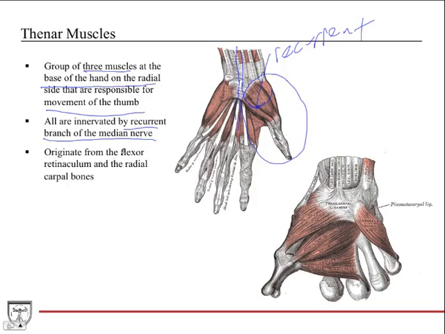All the muscles originate from the flexor retinaculum and the carpal bones, okay? And then this is just a look at one of the muscles pulled away, the abductor pollicis brevis. It gives you a view of adductor pollicis, which is not a thenar muscle. This is actually an intrinsic hand muscle, but it gives you a good view of opponens pollicis as well.